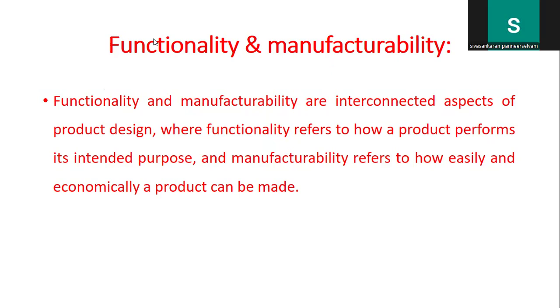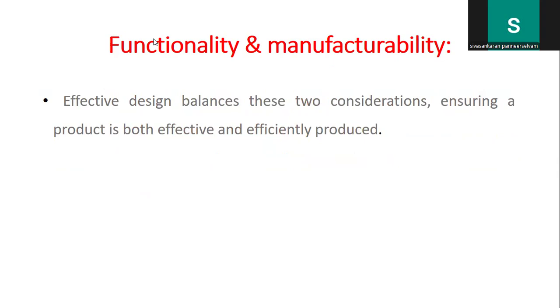The functionality refers to the performance of the product as specified in the design of a model, whereas manufacturability refers to how easily the product design which is given in the blueprint can be built in a more economical way by reducing all the cost wastages. So the effective design makes a proper balance between the two considerations.